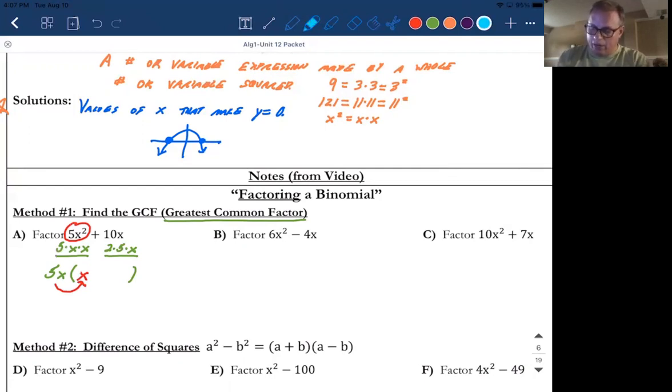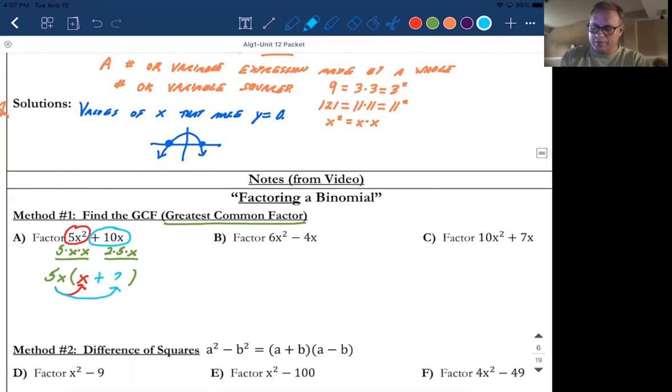Now I have to think, what can I take the greatest common factor, namely 5x, times to get positive 10x? Well, if I have a 5 and an x, all I need is a 2, right? So this is how I write the factors: 5x times x plus 2. If you multiply it out, is 5x times x 5x squared? Yes. Is 5x times 2 10x? Yes. Hooray, we've got it.